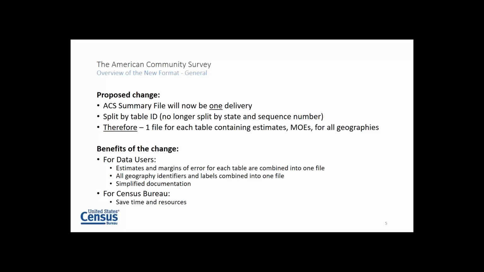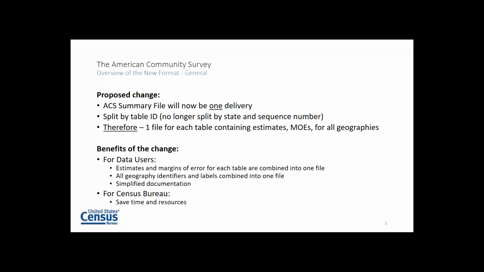So going over a general overview of the new format, which is in beta, the American Community Survey Office plans to streamline the ACS summary file production by delivering only 1 file. Instead of splitting the files by state and sequence number, the new format will be by table ID. That is, we would post a file for each table containing the estimates and the margin of error for all available geographies. This will reduce the complexity of the American Community Survey summary file from over 140,000 files to about just 1,000 files. This will improve ease of use for data users and also lower the cost of creating, verifying, and supporting the ACS summary file compared to its current format.